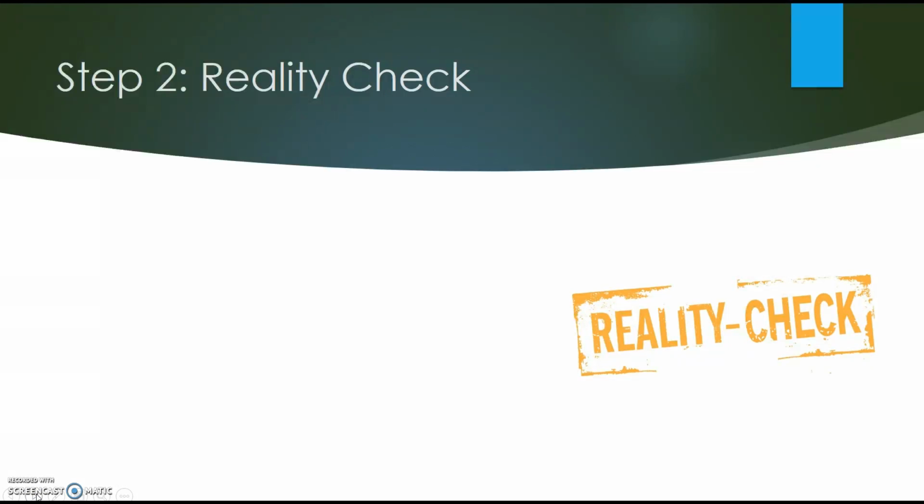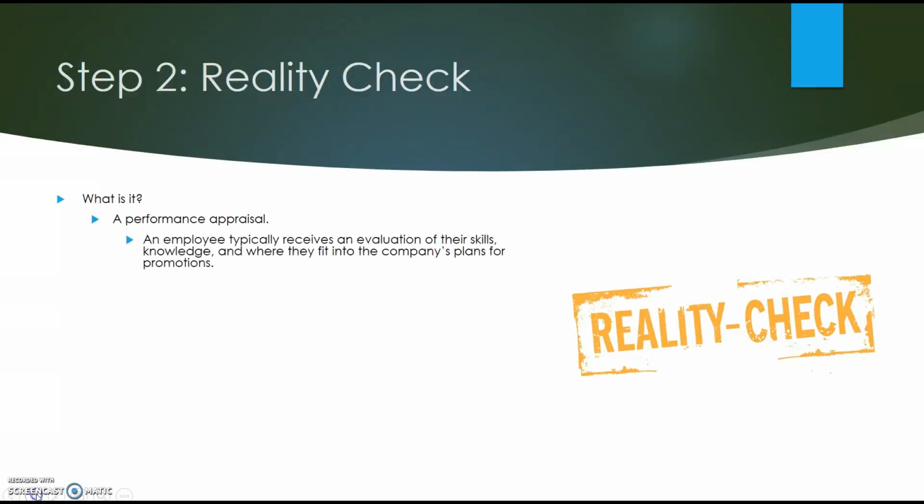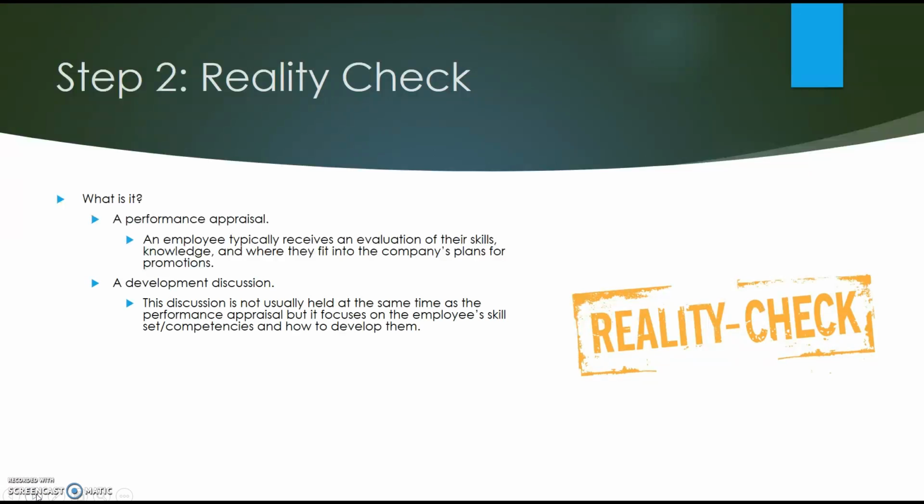The second step is reality check. This can consist of two things. One being a performance appraisal, which is when the employee receives an evaluation of their skills, knowledge, and where they fit into the company's plans for promotions. The second one being a development discussion. This is a discussion that focuses on an employee's skill set and how to develop them. The manager and the employee should identify and agree on a realistic short-term and long-term goal that are achievable.